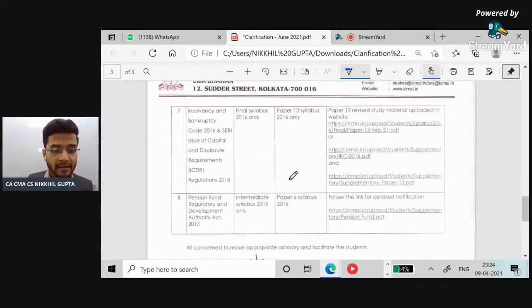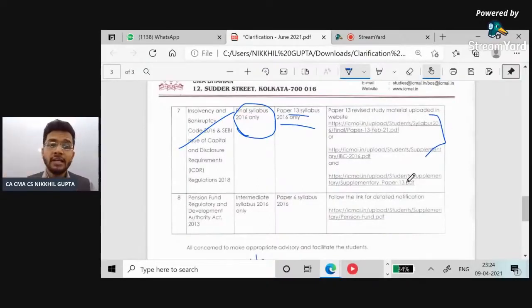Then the Insolvency and Bankruptcy Code. This will affect the final syllabus only. Insolvency and Bankruptcy Code is only in the final syllabus. Paper number 13, Law, is the paper which is affected by the Insolvency and Bankruptcy Code. Now, for paper number 13, the revised study material has been uploaded, which includes the amended provisions of the Insolvency and Bankruptcy Code. So that is the relevant point over here.